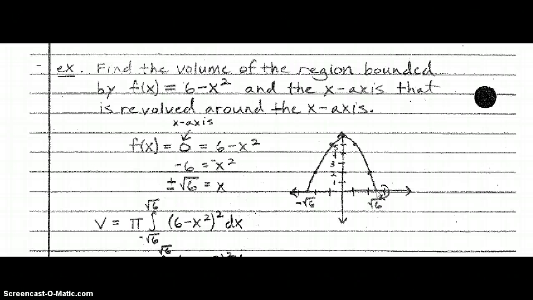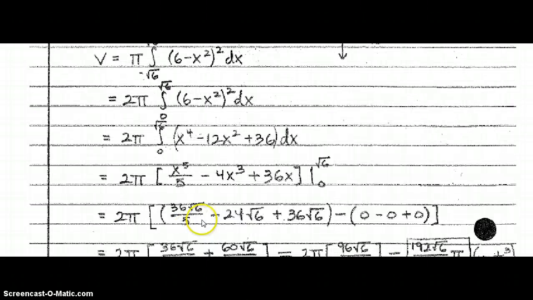So if we were revolving this around the x-axis, the integral would be pi times the integral from negative square root of 6 to positive square root of 6 of our function squared. In this case, we would have to simplify. 6 minus x squared, we'd have to multiply it out. There'd be a lot of work with this one. And then it would be a big function.